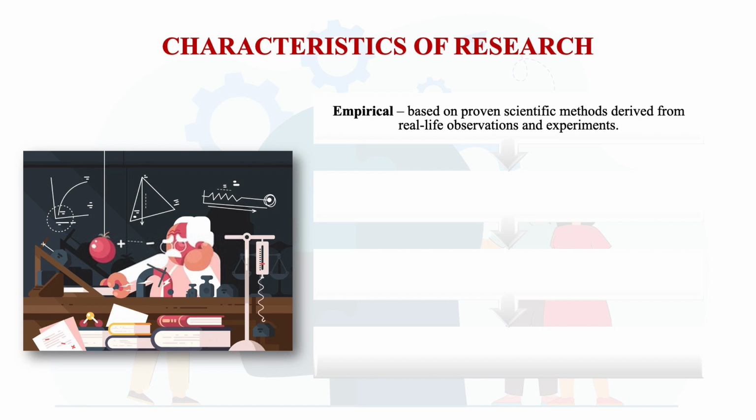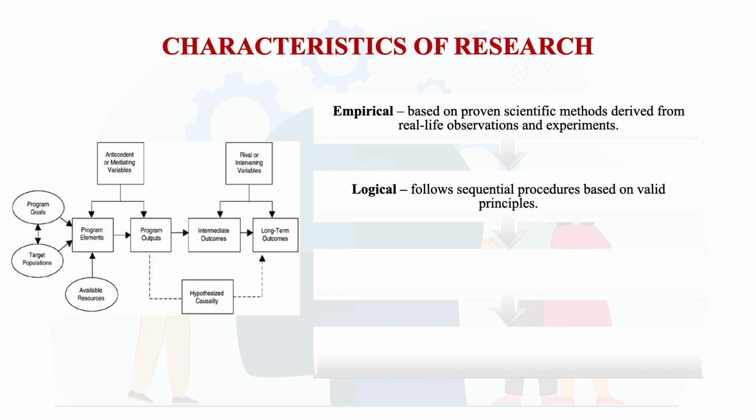Characteristics of research. Especially, you find four different characteristics. One is empirical: research based on proven scientific methods derived from real life observation and experiments. Second is logical: research follows a sequential procedure based on valid principles.